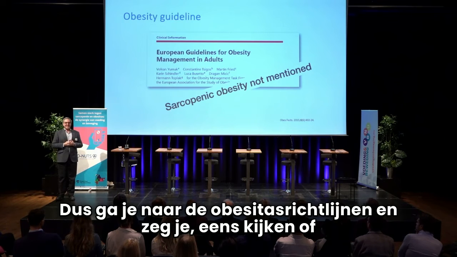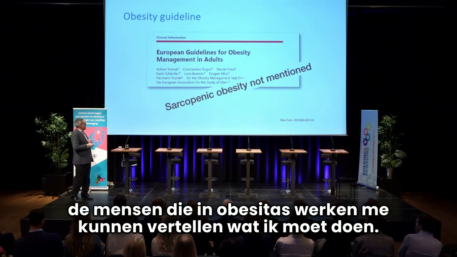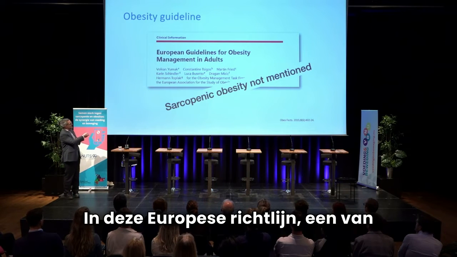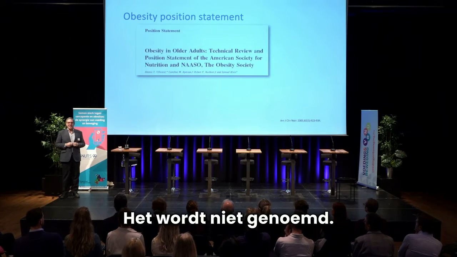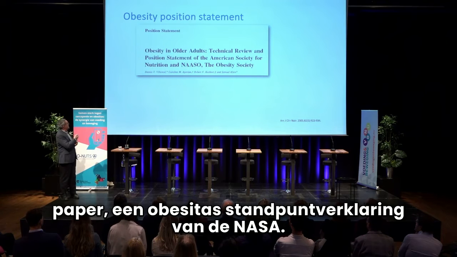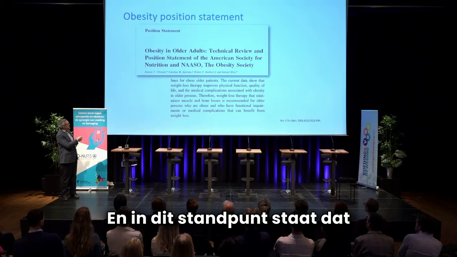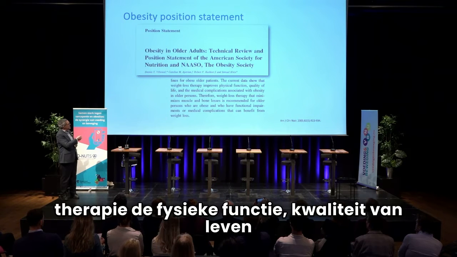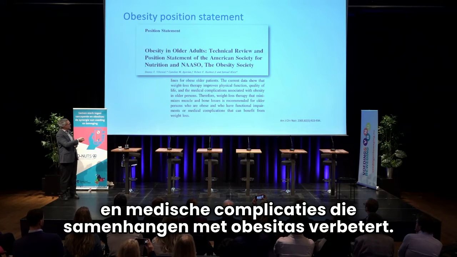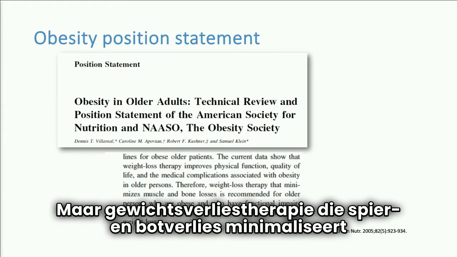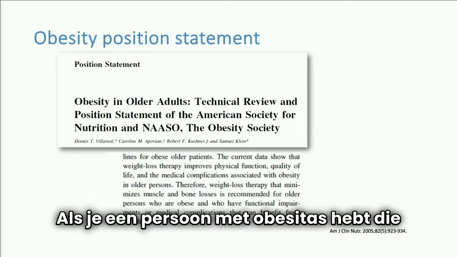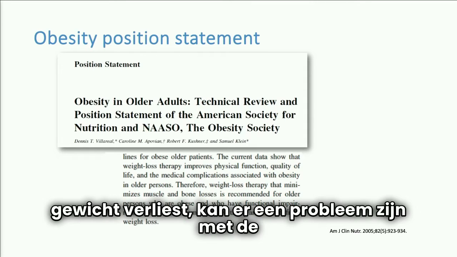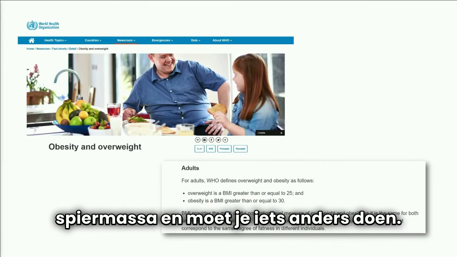So you go to obesity guidelines and say, let's see if the people working in obesity tell me what to do. Well, in this European guideline, which is one of the most recent, sarcopenic obesity is not even mentioned. And this is a nice paper, an obesity position statement by the NASO. It mentions that the current data show that weight loss therapy improves physical function, quality of life, and medical complications associated with obesity, but weight loss therapy that minimizes muscle and bone losses is recommended. So it says, be careful when you have an obese person who's old and is losing weight, there might be a problem with the muscle and you have to do something different.